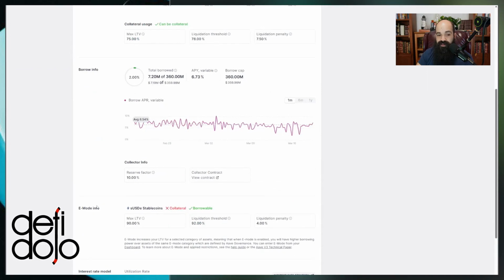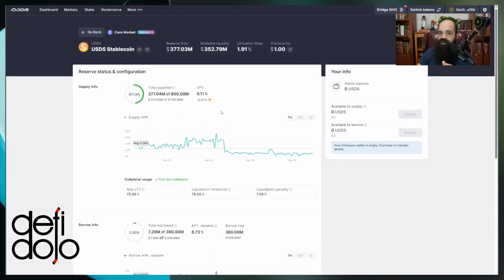75% LTV. E-mode, 90% LTV. They let you go a little bit higher. 90% LTV, I'll tell you guys, that's 10x leverage. So with 10x leverage, you multiply 10 times the yield, so 10 times 6.5 is 65%, and then leverage minus 1, 9 times the borrow cost, 9 times 5.5.